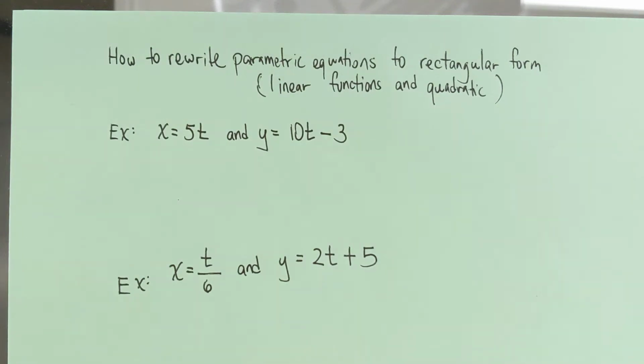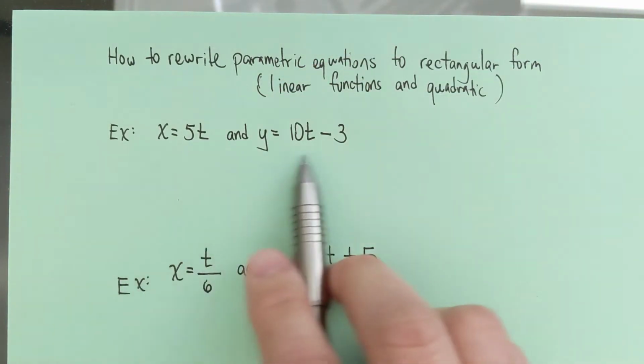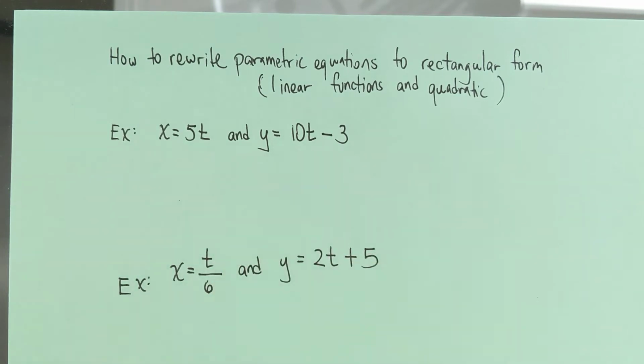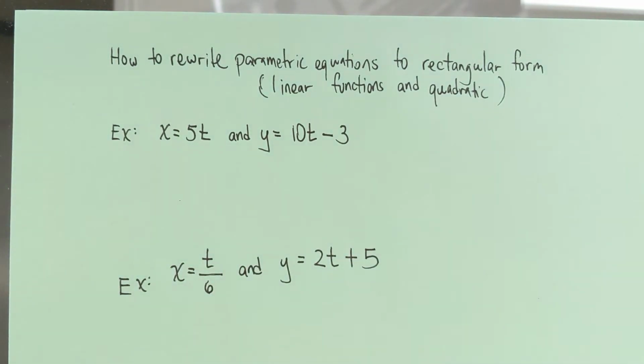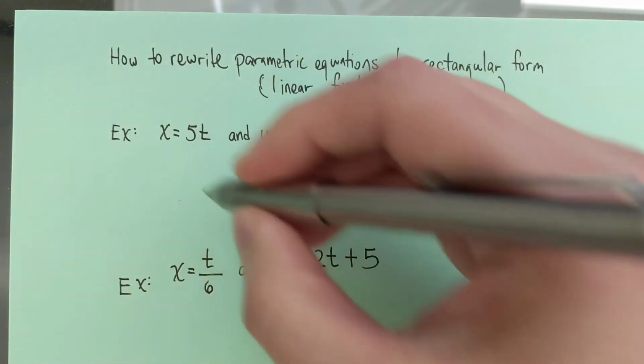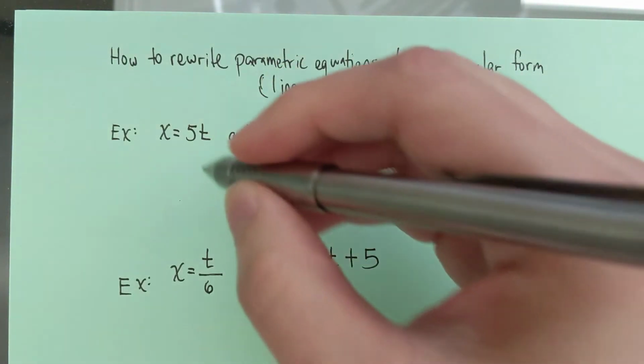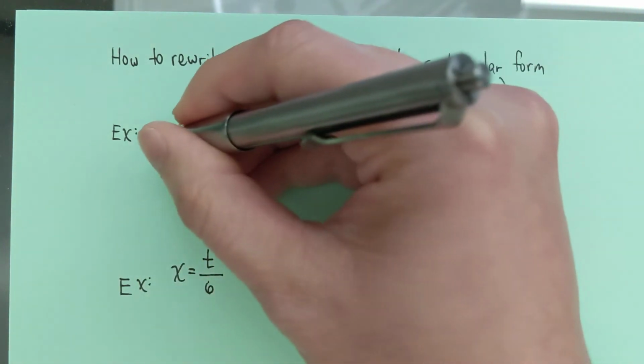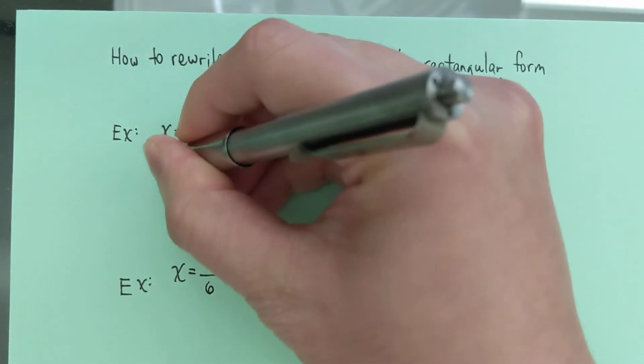Today we are going to talk about how to rewrite parametric equations to rectangular form. In this first example, we have these parametric equations of x equals 5t and y equals 10t minus 3. Your goal at the beginning is to change this equation x equals 5t to t equals something.